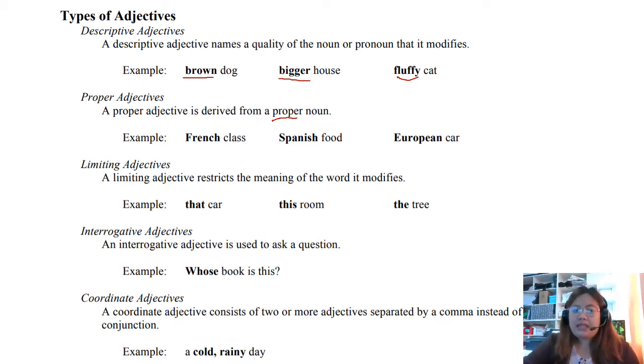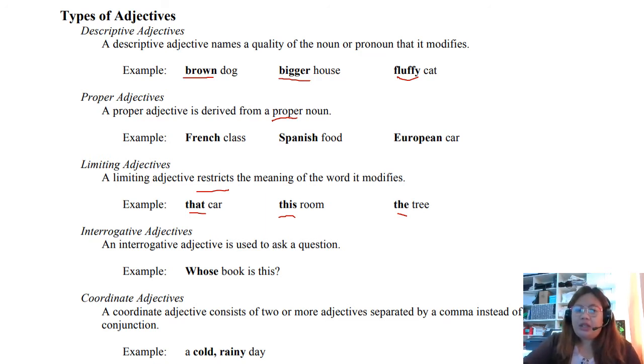A limiting adjective, however, restricts the meaning of the word it modifies. For example, that car. It specifies not this car, but that car. It sets apart what car you are talking about. Okay, this room and the tree. Another type of limiting adjectives are the articles a, an, and the. They limit the number of the subject that they are describing.